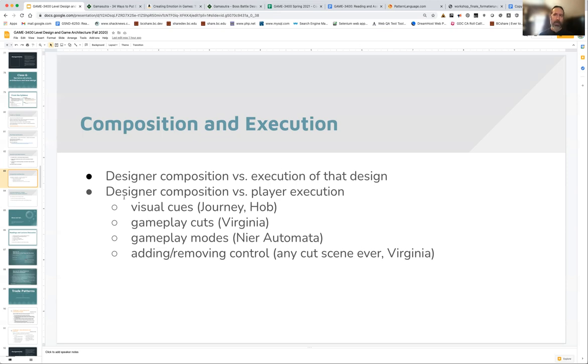Another way you might do that is gameplay cuts, forcing the player to jump from one type of gameplay or one place in the gameplay to another. You don't see that very commonly in games, but the game Virginia does it. If you haven't played Virginia, go do that. It's on the PlayStation Store, probably also on Steam. It's not very expensive. I can't say that it's a fun game, but it's very innovative in terms of how it forces you to play it.